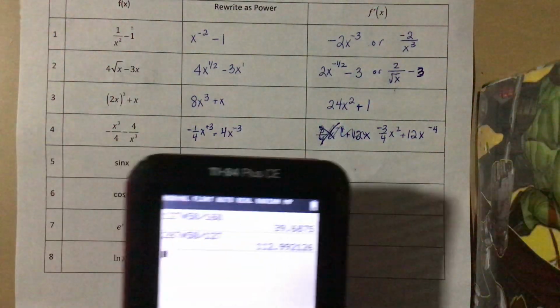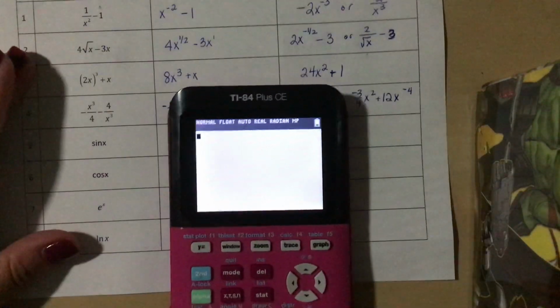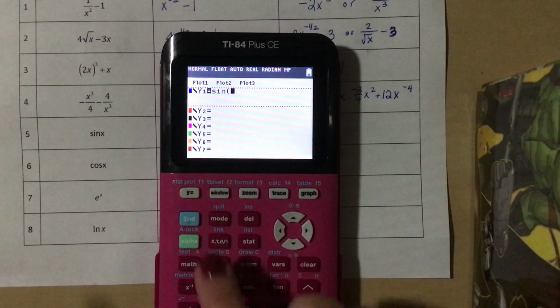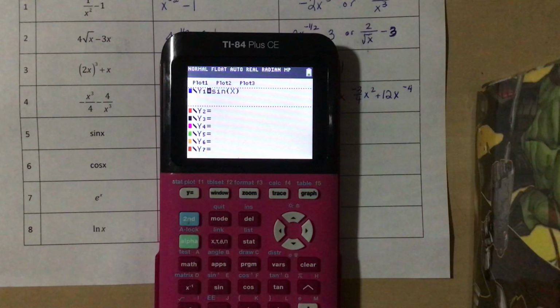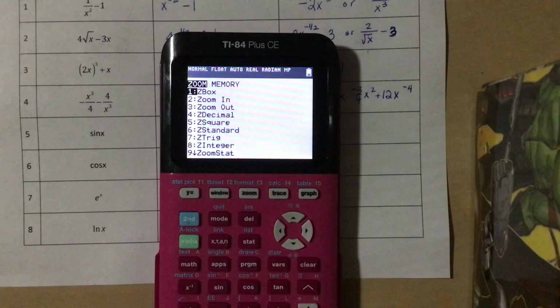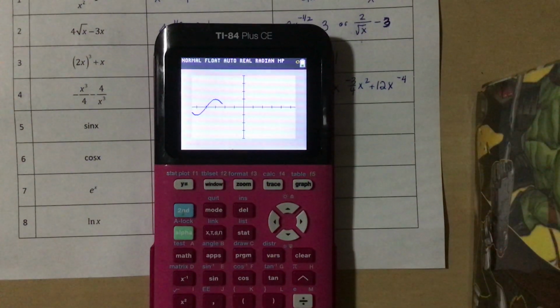So I'm going to show you on your calculator how to determine what the derivative of sine x is. Let's hit y equals, and let's graph sine of x, and then let's hit the zoom button and choose number 7, the trig window. So here's the normal sine function. You should recall this from pre-calc.